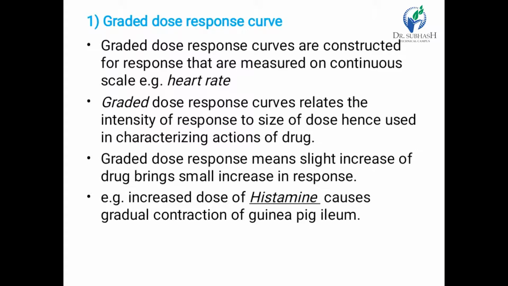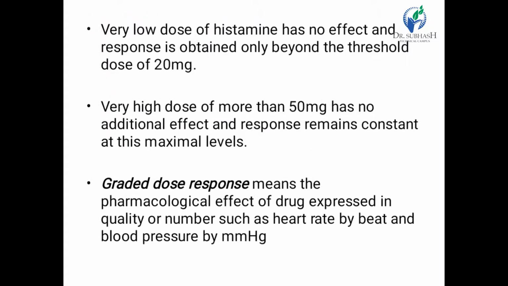Graded dose response means a slight increase of drug brings a small increase in the response. If you increase the dose of an anti-arrhythmic drug slightly, it will decrease some count of heartbeat. And the second example we can take is increased dose of histamine causes gradual contraction of guinea pig ileum. So it is a graded dose response curve.